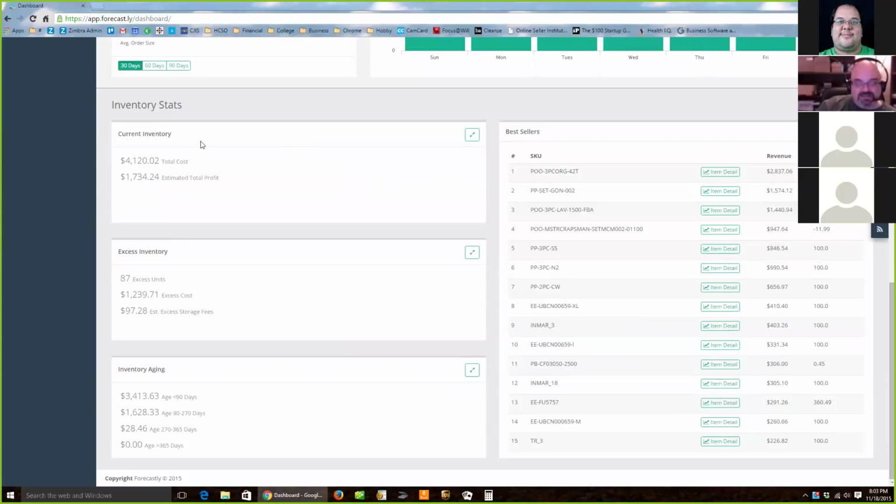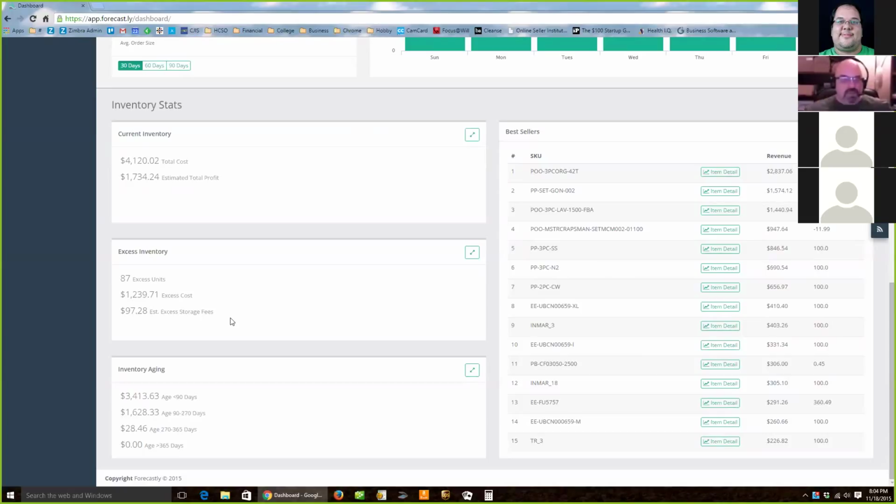Inventory stats shows you what your current inventory is, and if it all sells, what your profit would be. And again, my numbers are off. Excess inventory, we'll get into that a little bit more on one of the other screens, but it shows you, based on your sell rate, how much excess inventory you have.